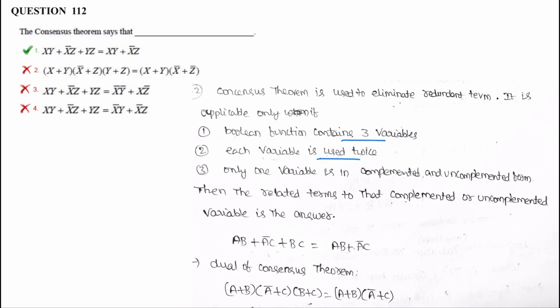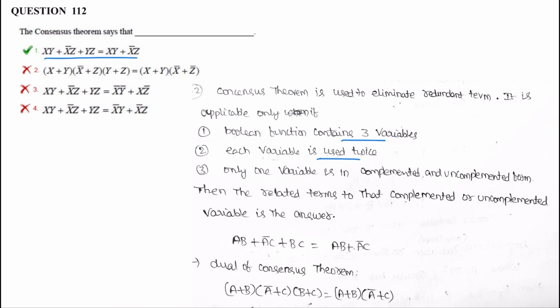So take the expression, it contains only three variables x, y, z. Each variable is used twice. So here x is used, x bar, y, y, z, z. Each variable is used twice and only one variable is in complemented and uncomplemented form. So either x is in complemented form and remaining two variables are repeated twice, y, y and z, z. So correct answer is option 1.